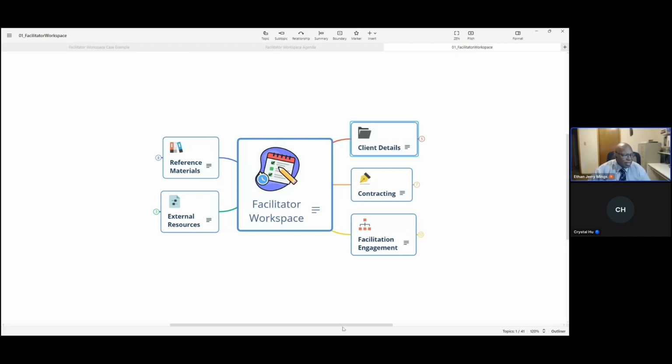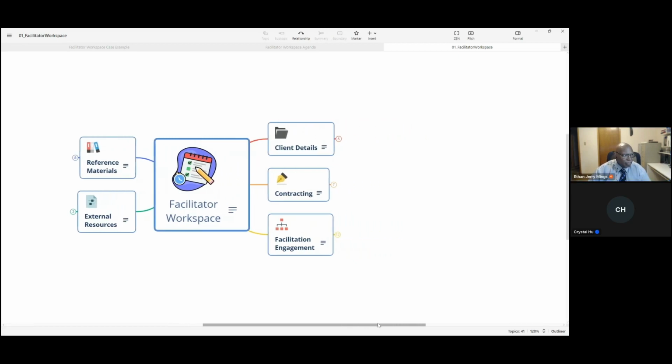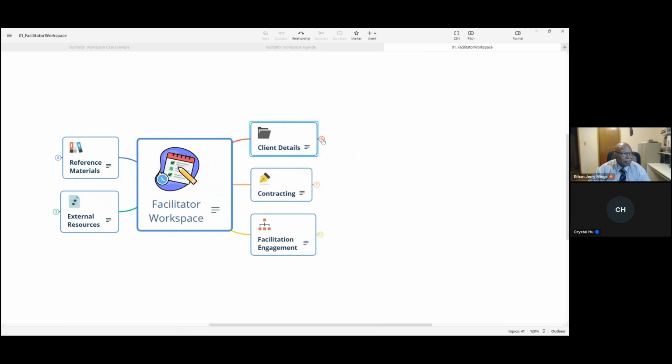Let's start with the client details. One of the things I think is really helpful when you're working with a client is to know something about their organization. Often you can do a search through the website. You can talk to the client and get information from them, but you need a place where you can store information about the client that you can keep coming back to, and the client can see that you have this information and you're coming back to it.